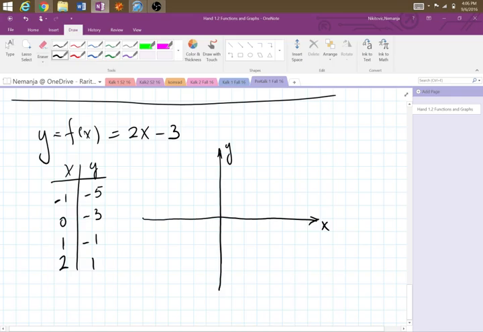All right, so -1 and -5. -1, then 2, 3, 4, -5. This is the first point. It's -1 on the x-axis, -5 on the y-axis. Then the next one is 0, -3, which is on the y-axis. Then we have 1 and -1, which is right here. And we have 2 and 1.